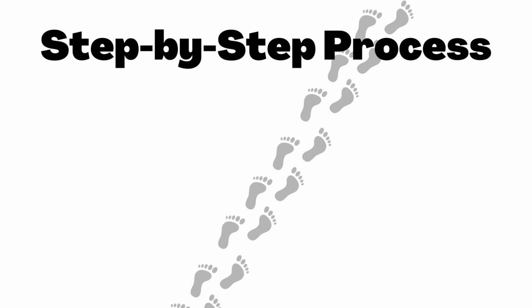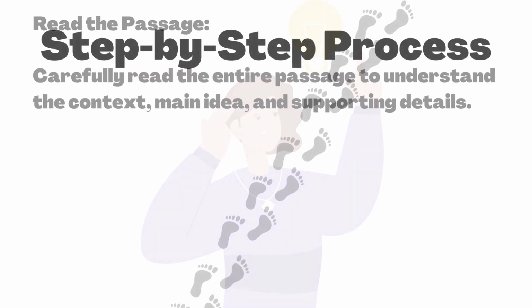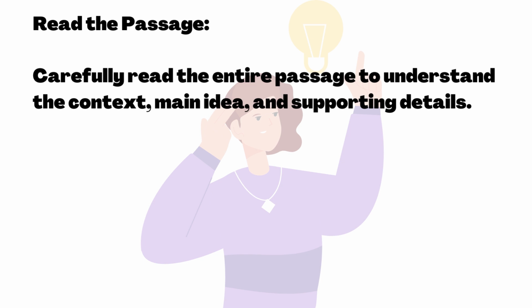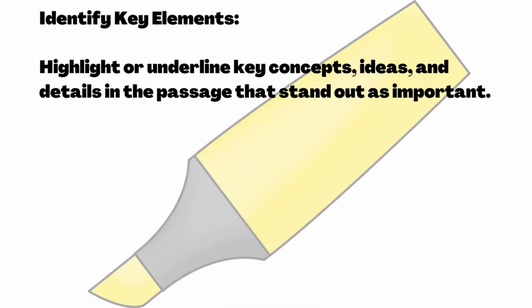Step-by-step process. Read the passage. Carefully read the entire passage to understand the context, main idea, and supporting details. Identify key elements. Highlight or underline key concepts, ideas, and details in the passage that stand out as important.